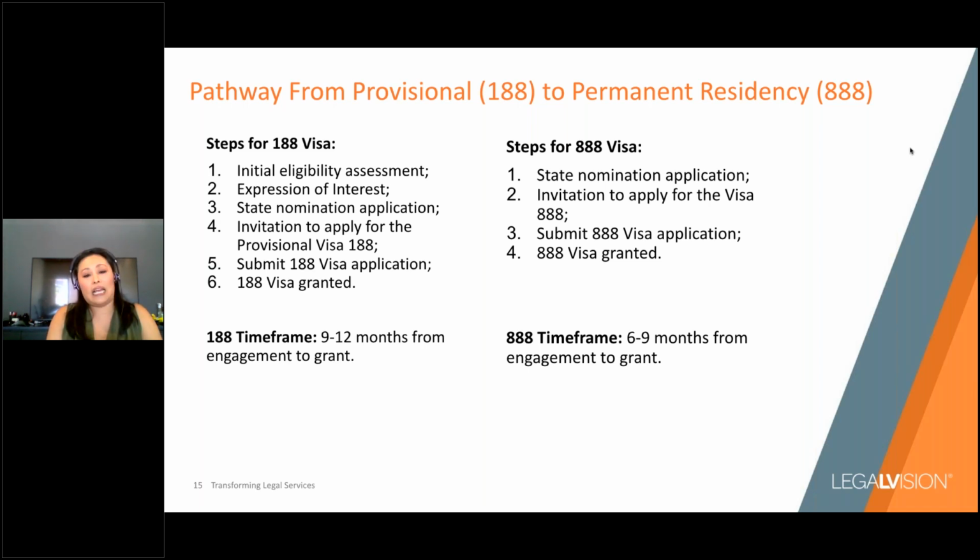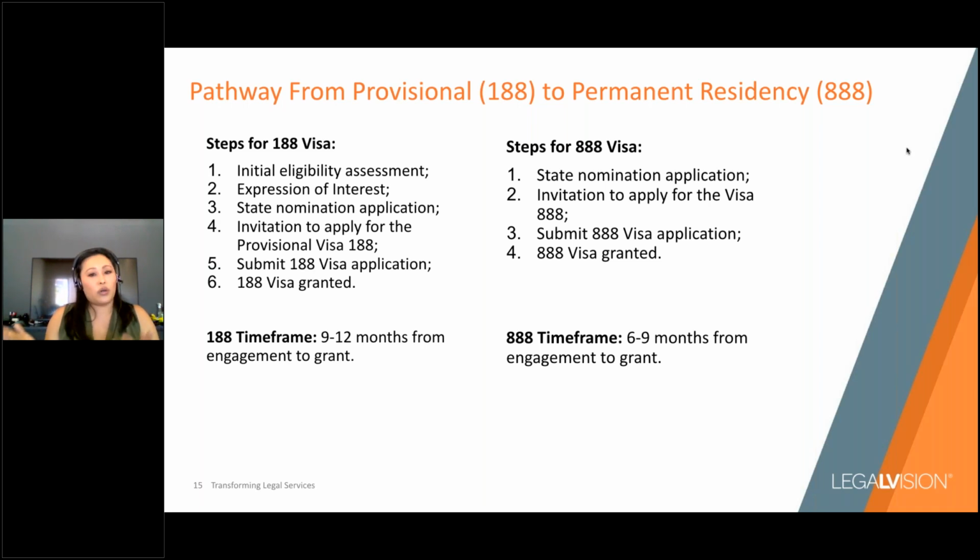Then it does take a little while for the visa to be processed. Sometimes it could take 6 months, 9 months, up to 12 months. These visas are priority processed, but they still take a bit of time to assess by the Department of Home Affairs. Once it's granted, you're on a provisional subclass 188 visa in your particular stream, and that visa is valid for 5 years. The time frame to do all those steps for the 188 visa is about 9 to 12 months.